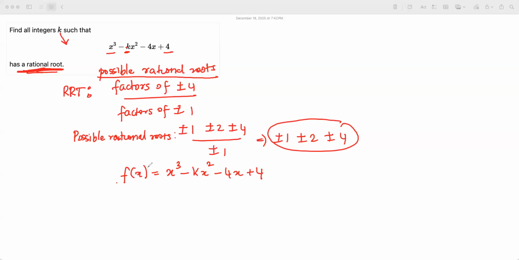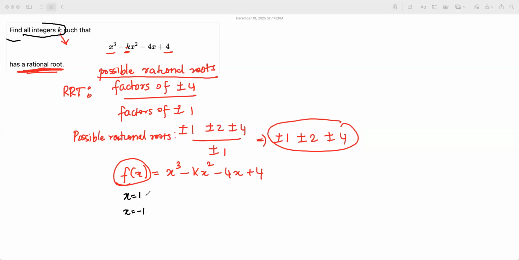If it is a root, what will happen to f of x? It should be 0. Yes, it should be 0. Great. So I'll start substituting. Let me substitute x equal to 1, x equal to... I need to find out c. Find all integer k. These are not really school-oriented problems, but if you do all this, then you will understand and your standardized test will be easy.